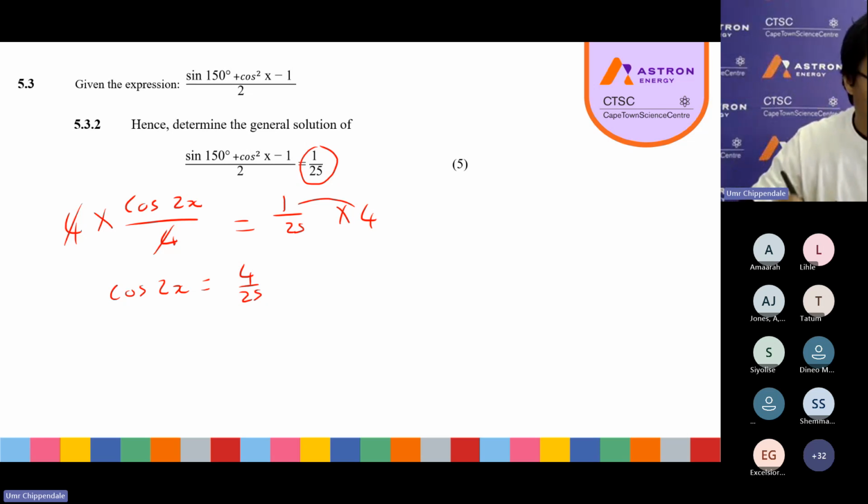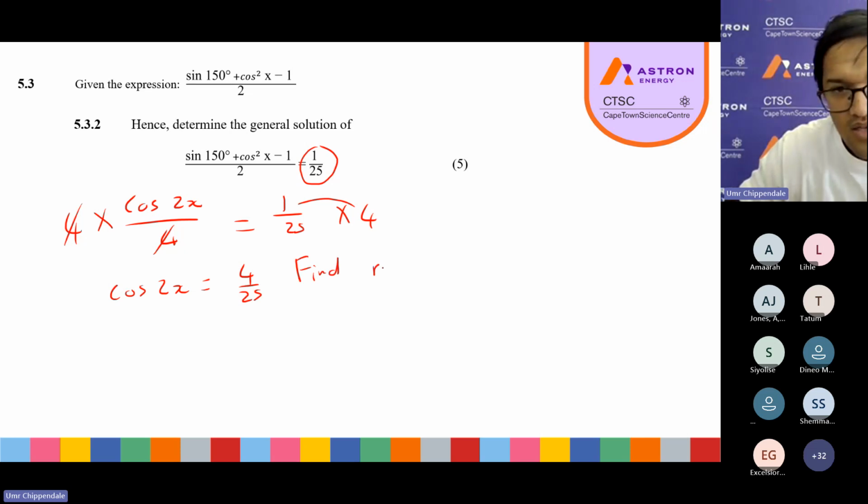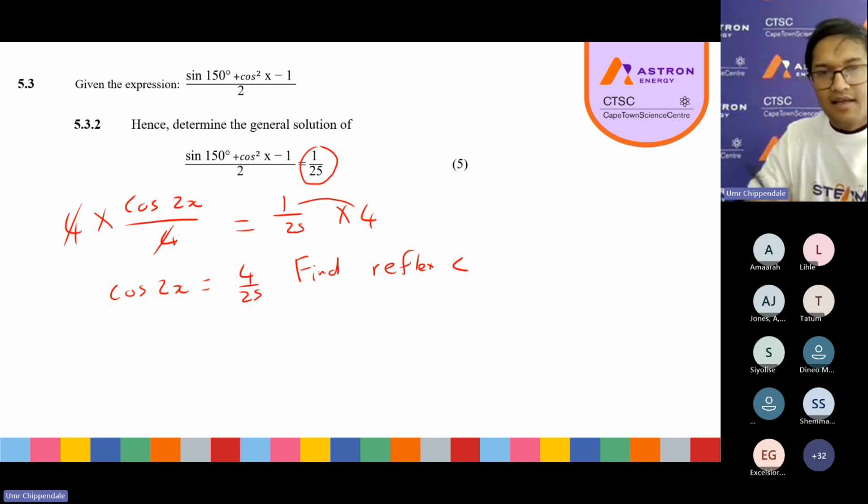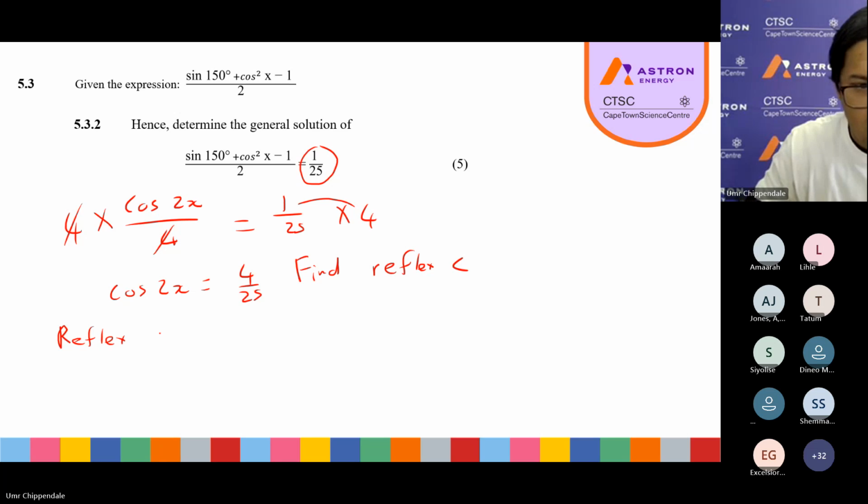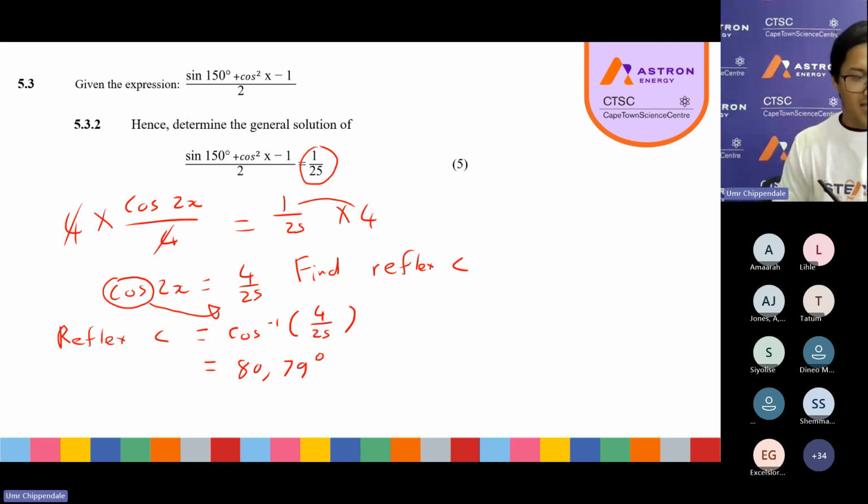Now that we have it like this, this is the part where you're going to have to find your reflex angle. Reflex angle. If you forgot how to do it, this is how it goes. When you take the cos and bring it over, that's why I wanted the cos on its own. So you say cos inverse of 4 over 25, and that's going to be equal to 80.79. This is the angle, so it's in degrees.